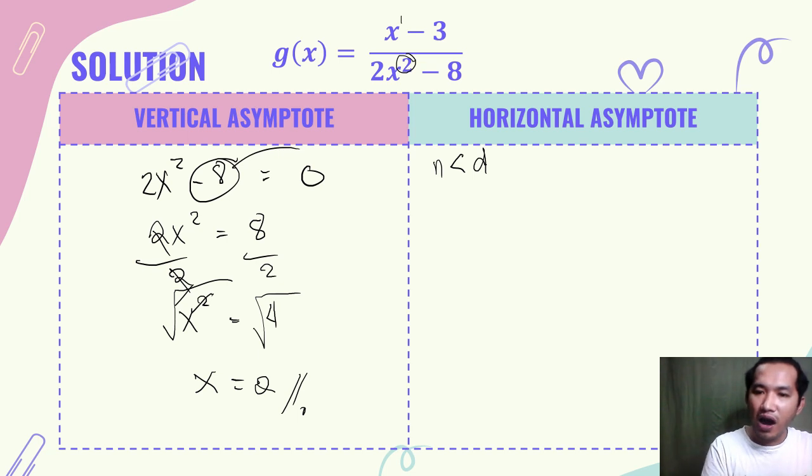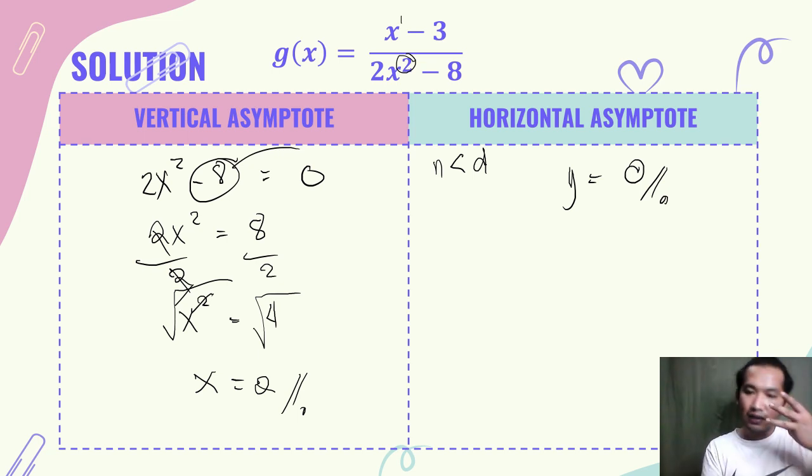Okay, so our y is equal to 0. So napakadali lang mag-determine ng horizontal asymptote. Just consider the 3 conditions. Okay, the n is less than d, n is equal to d, and n is greater than d. Alright.